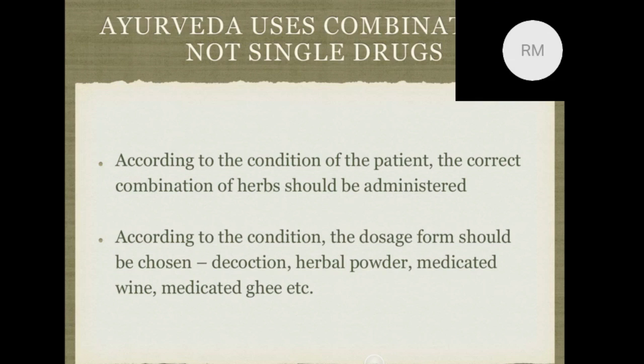Yes. So now we continue, and as I was mentioning, Ayurveda uses a combination of herbs and not single drugs. So it is important to decide what we are administering. Should it be a herbal powder, or a medicated wine, or medicated ghee? It depends on the condition. There's a big difference if you give the medicine as a decoction, or as a herbal powder, or as wine, or as medicated ghee. So this is another challenge. To complete the Ayurvedic algorithm, the choice of form is also important.